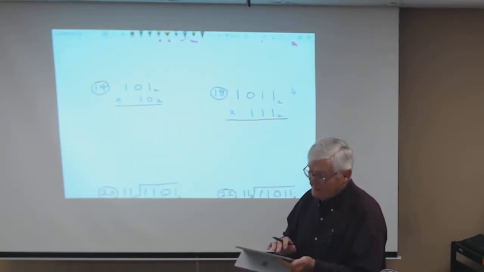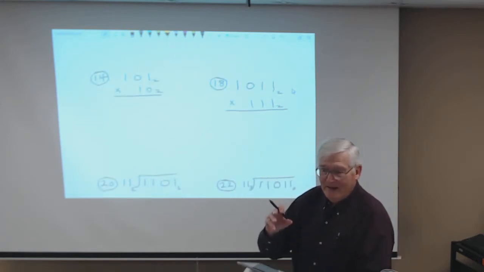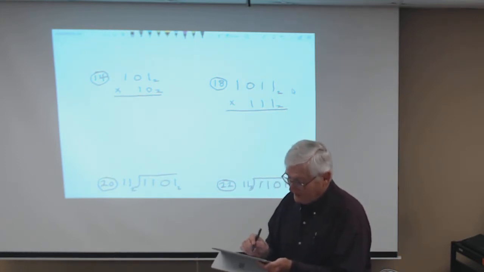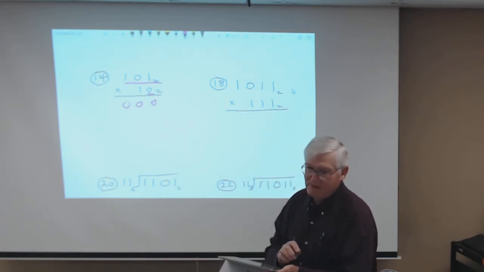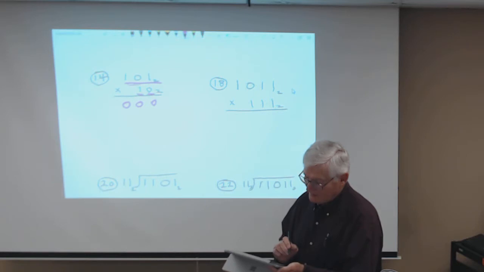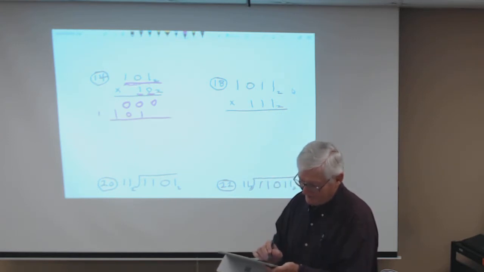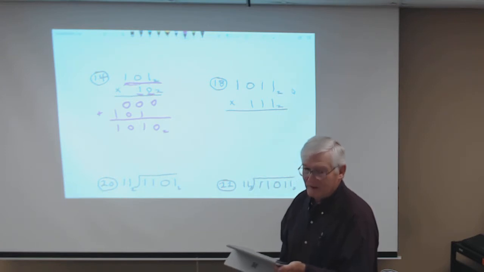Number 14. Multiplication. We know how to add. We know how to subtract. Now we multiply. This is easy. What's 0 times all of this? 0, 0, 0. Right? What's 1 times all of this? And 1, 0, 1. And how you move over one place, draw your line, and do what? Add. So what's the answer? 1, 0, 1, 0. There you go. That's multiplication in binary.